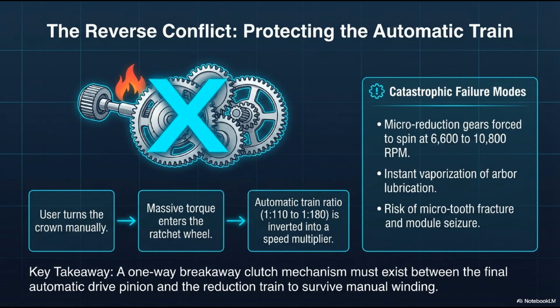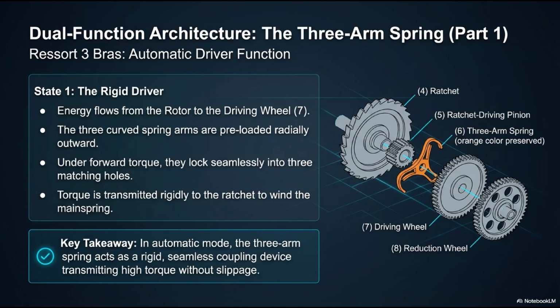Let's look at the masterpiece that achieves this. Enter one of the most beautiful components in horology. The dual-function architecture, the 3-arm spring, or Resort 3 bras. We will look at its first job, Part 1, the automatic driver function.